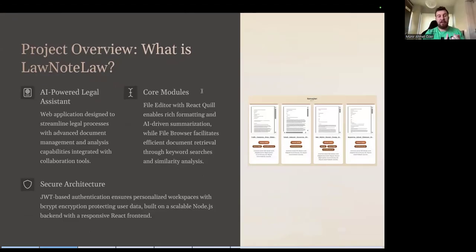Firstly, what is the Lawnotelaw system? Lawnotelaw is for lawyers or legal professionals. Lawnotelaw has two systems, file browser and file editor. In the file browser, you can upload your files and see your similar files with percentages, and you can see the laws, or you can filter the other files. This filtering uses artificial intelligence technologies like vector databases.